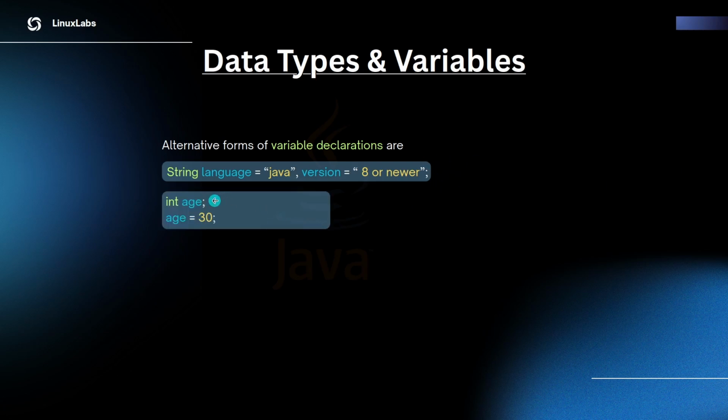Also, you can declare the variable first. This one is called declaring the variable without giving it an initial value, and then you can initialize it later. So this is declaration and this one is initialization.